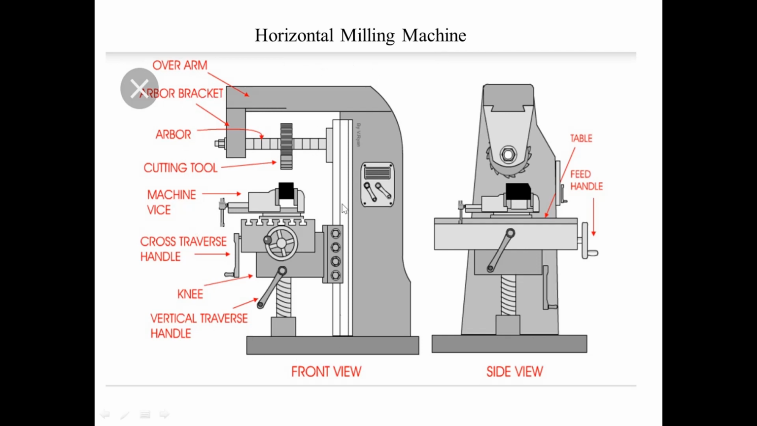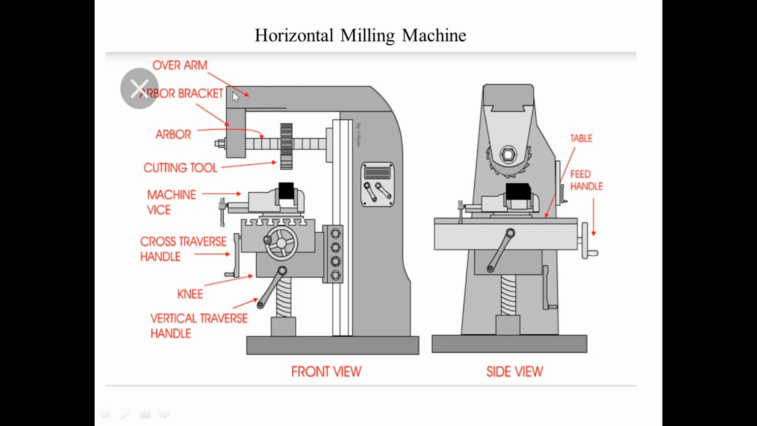So it has different elements here, as in the lathe. First one is the overarm, second one is the arbor bracket, third one is the arbor, this is the cutting tool, this is the machine vise, this is the cross traverse handle, this is the knee, and the vertical traverse handle is there, and this is about the front view. Now I am going to explain the individual parts.